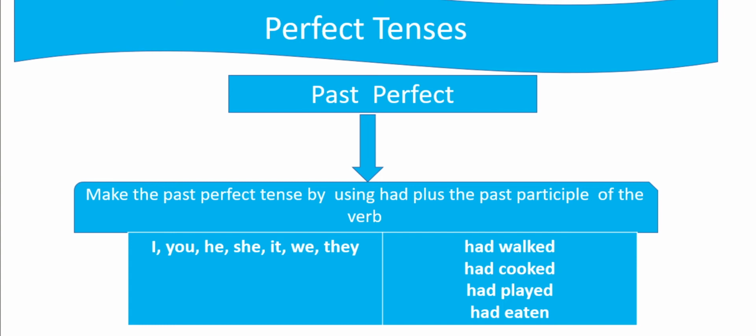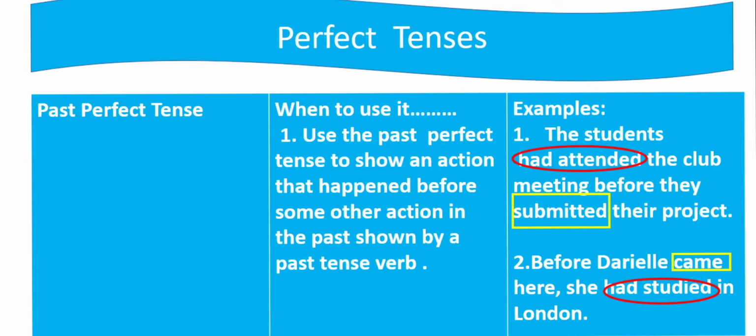So we have had walked, had cooked, had played, had eaten. Meaning to say, we can either make use of a singular or plural verb and we still make use of the same verb phrases. So we have here, when to use the past perfect. Use the past perfect tense to show an action that happened before some other action in the past shown by a past tense verb. So we have an example.